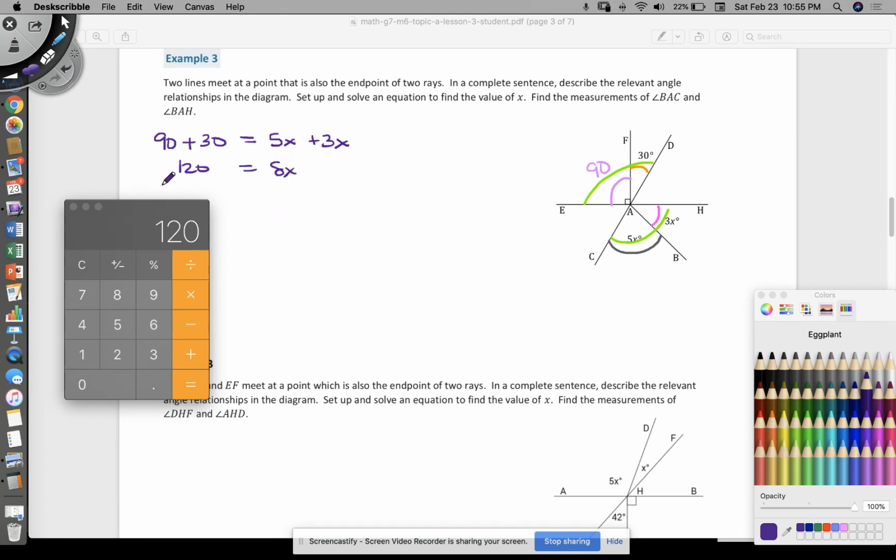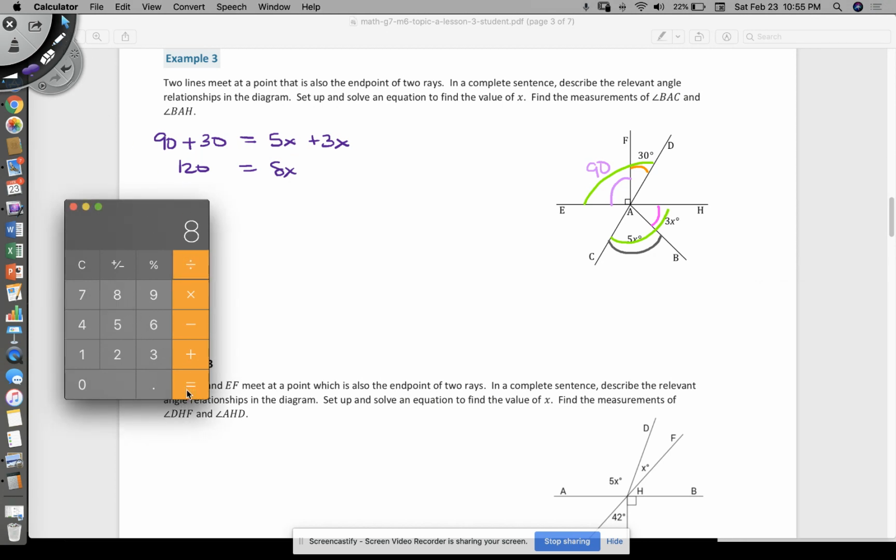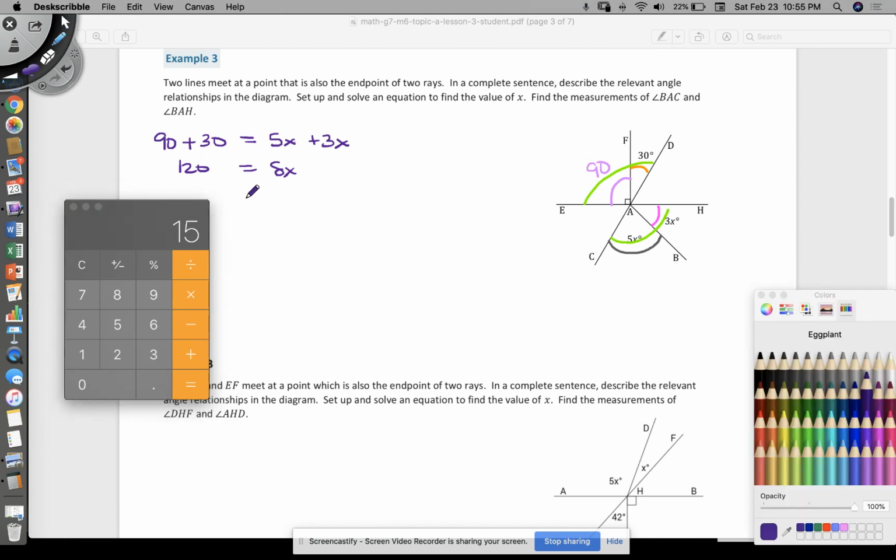So this is saying 8 times what gives me 120? If you're not sure, that's when you divide. So hit divide by 8 and I get 15. So x equals 15. Now I'm going to plug that in for these over here, because there's nothing to solve on this side. So 5x, I'll do my work over here. 5 times 15 is going to give me 75. And 3 times 15 is going to give me 45.